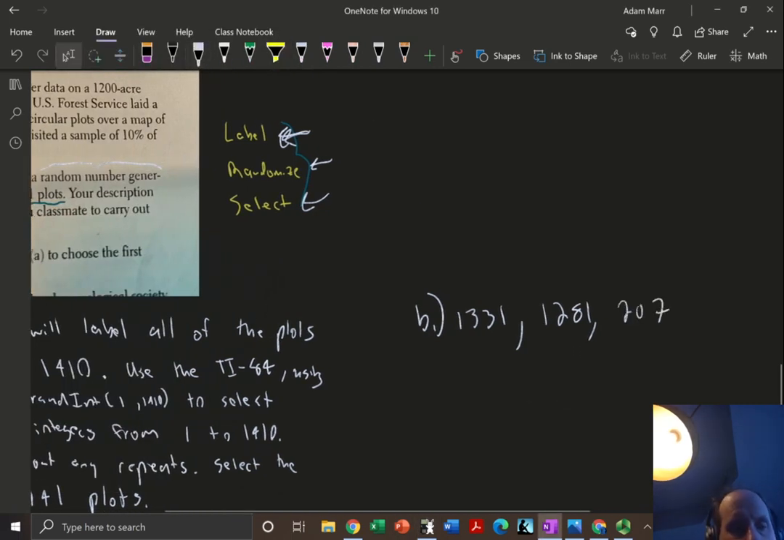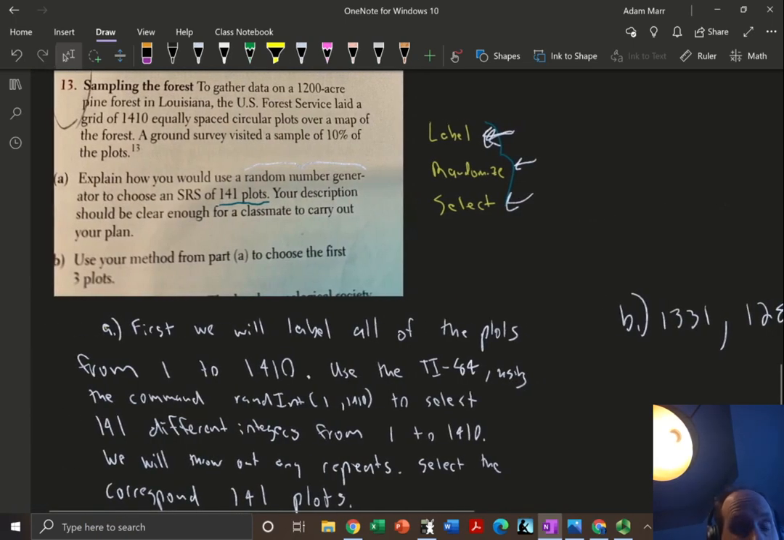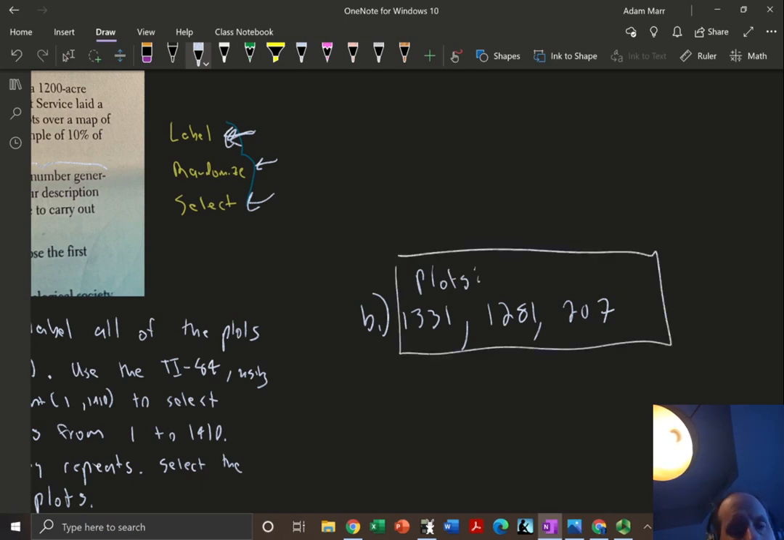So that gives us the first 3 plots that we're going to choose. We'll choose plots 1331, 1281, and 207. That's it, all right? So it's a little bit simpler with technology, but that's about it.